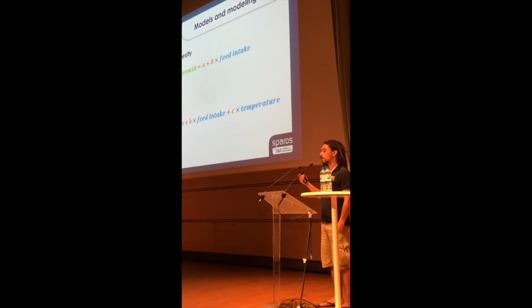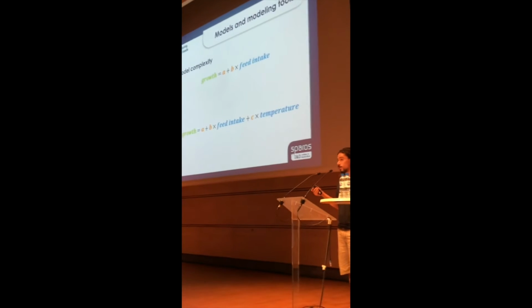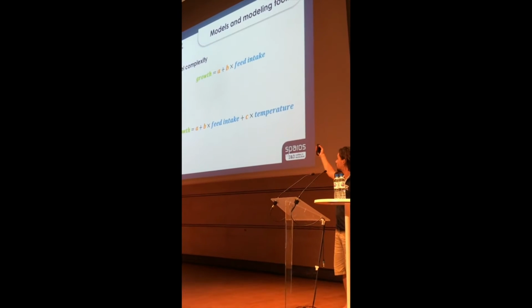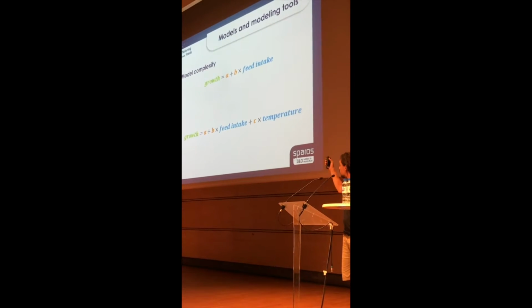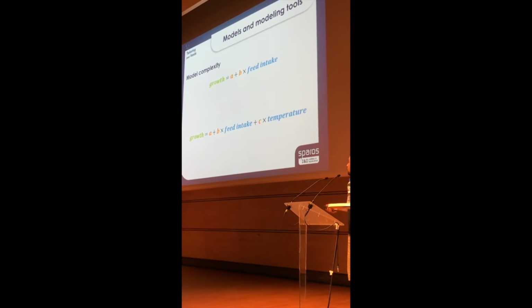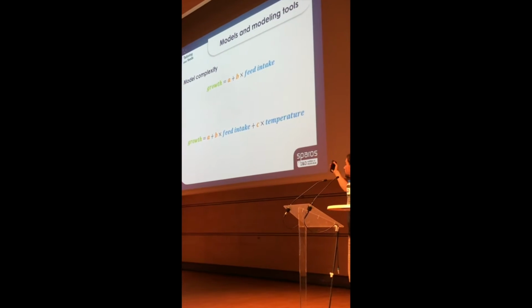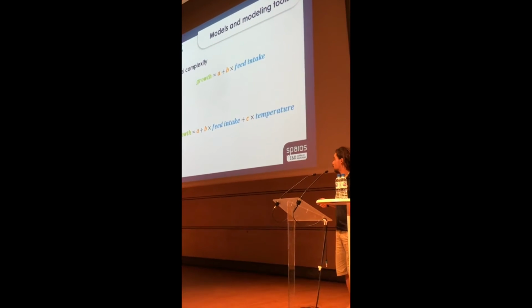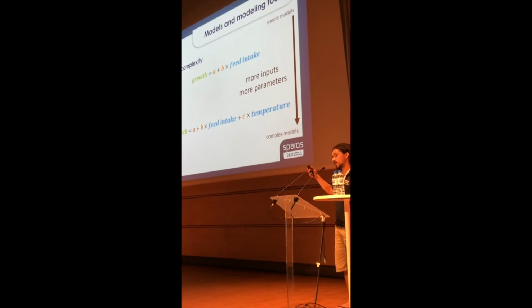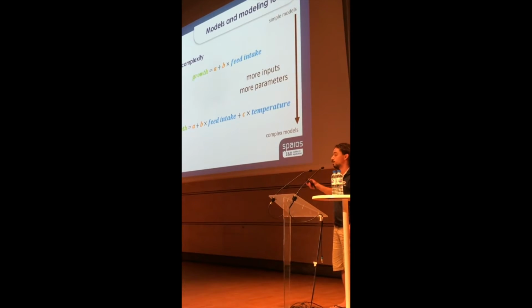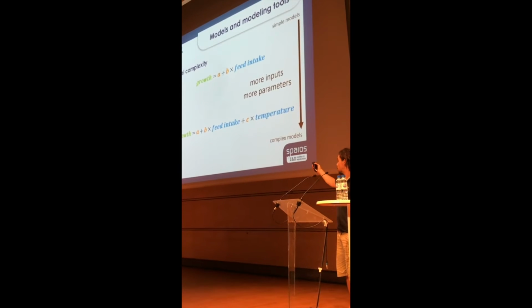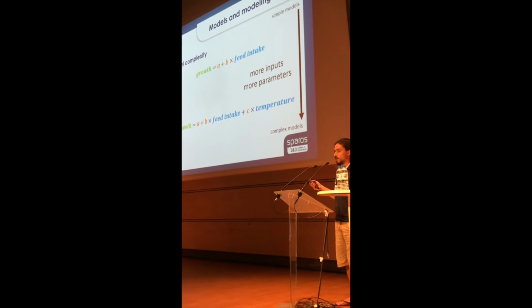An important aspect of modeling and models in general has to do with model complexity. For example, I could take the simple model that I've showed you, but I could make it more complicated. I could make growth depend linearly on feed intake and temperature, for example. In such a case, because I'm introducing more factors, more inputs, more parameters, the model below is obviously more complex than the model above.